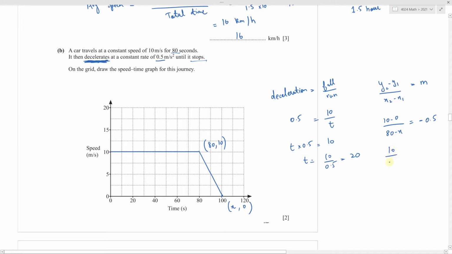10 over 80 minus x equals minus 0.5, and if I cross multiply, 10 equals 80 times minus 0.5, which will be minus 40. This minus will become plus 0.5x. If I take this 40 to the other side, I will get 0.5x equals 40 plus 10, which is 50, and x will be 100. So here your value is 100 and 0. So this is your other point on the line where the x coordinate is 100 and the y coordinate is 0, and then you draw a straight line between these 2 points to complete your speed time graph for this journey.